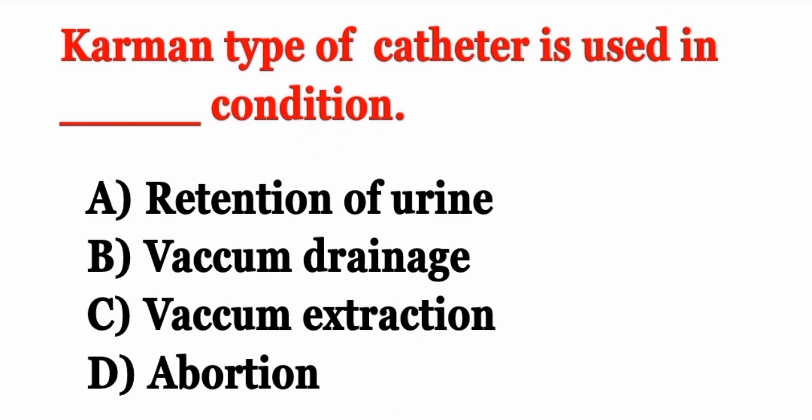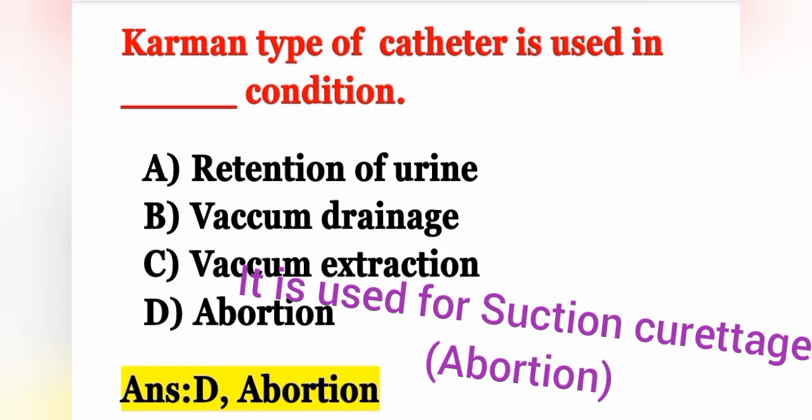First question: common type of catheter is used in dash condition. Options: A, retention of urine; B, vacuum drainage; C, vacuum extraction; D, abortion. Common type of catheter is used in option D, abortion. This catheter is used for suction curettage at the time of abortion. Option D is the correct answer.